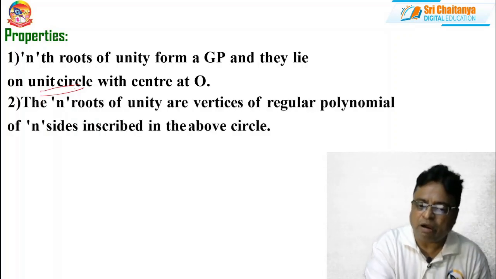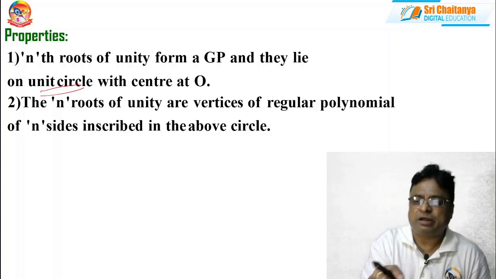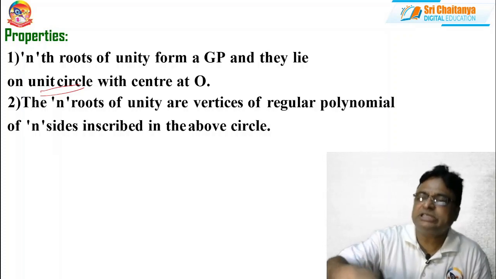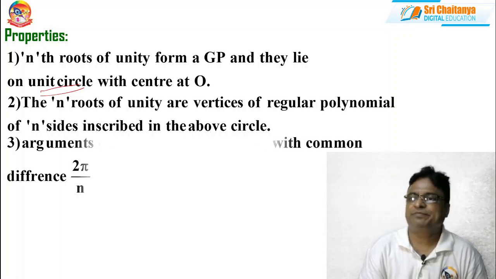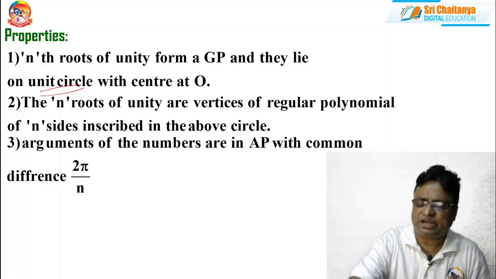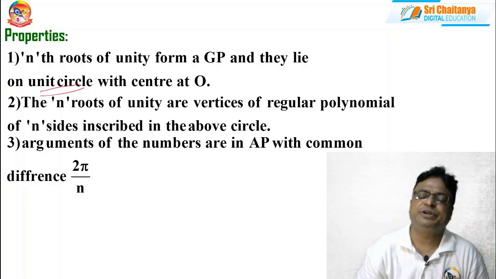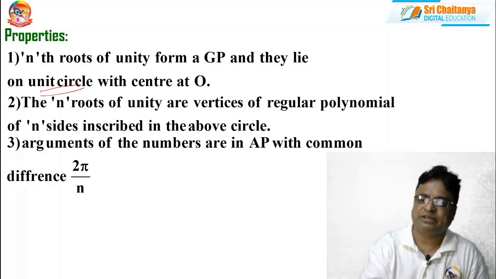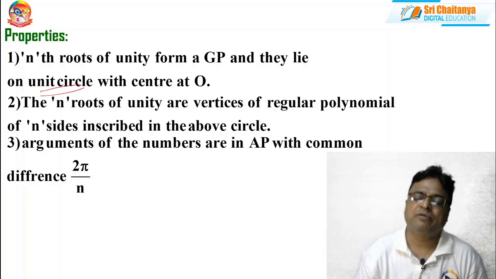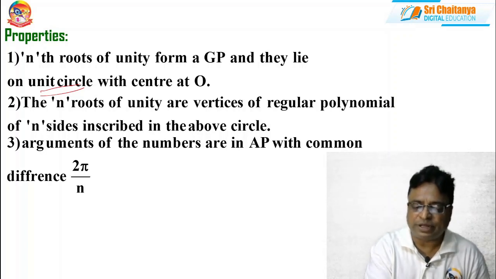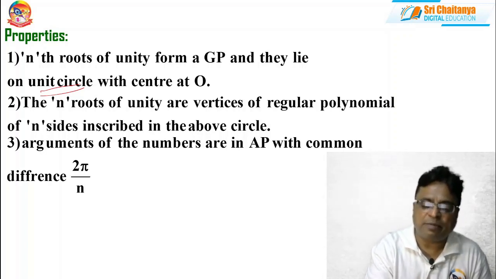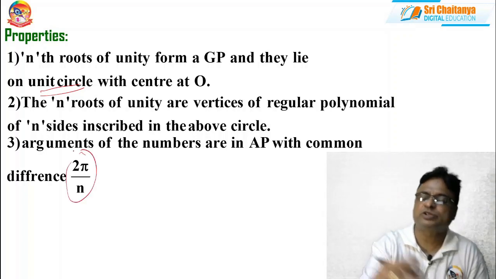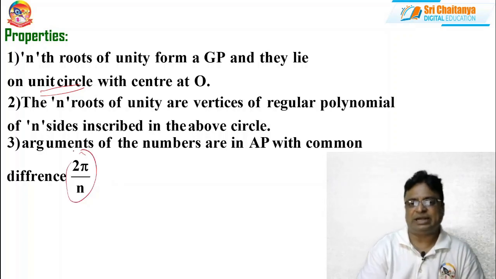And moreover, all these n roots are what? They are vertices of a regular polygon of n sides, which is inscribed in the above circle. All the properties are just similar to the previous video that we have already discussed. Otherwise, please check our lesson number 40. And moreover, the arguments of the complex numbers form an AP with common difference 2 pi by n. That I have also shown in the diagram.